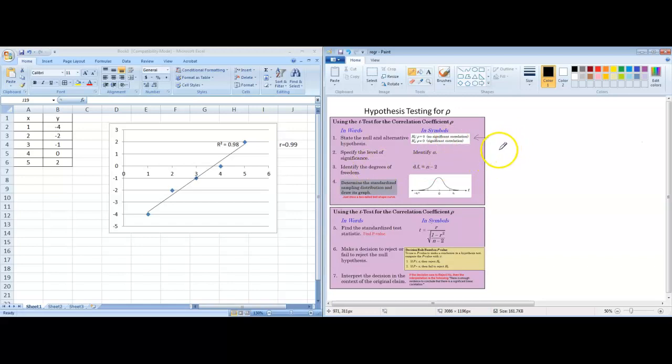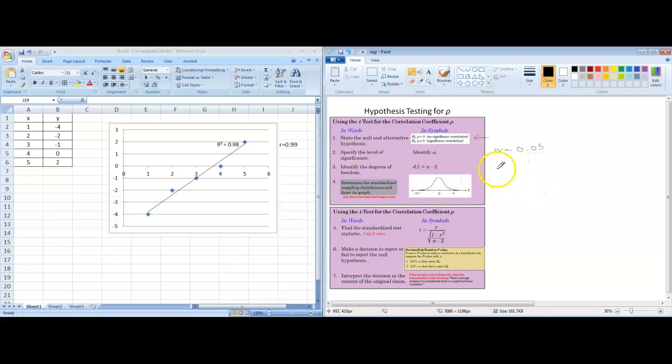Step 2, you're going to find out who is your alpha. Alpha is your significance level. Usually they specify this in the word problem, but when it's not specified, we're going to assume that our alpha is always 0.05. In this case, nothing was specified, so we assume it's 0.05 because that's a common percentage we use in statistics.